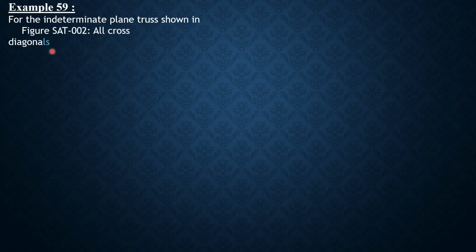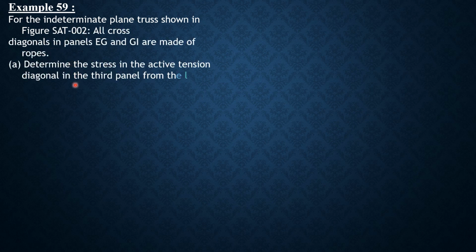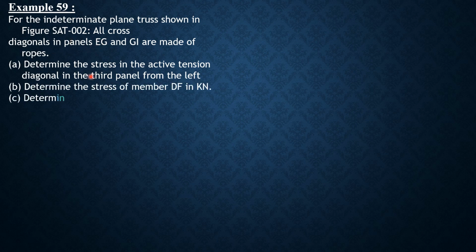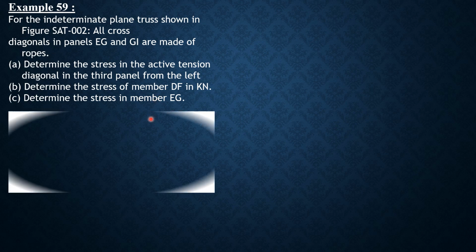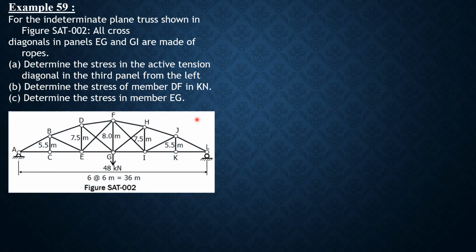Okay, let's have the solution to example 59 about counter diagonals. For the indeterminate plane truss shown in the figure, all cross diagonals in panels E, G, and GI are made of ropes. Determine the stress in the active tension diagonal in the third panel from the left. Determine the stress of member DF in kilonewtons, and determine the stress in member EG.